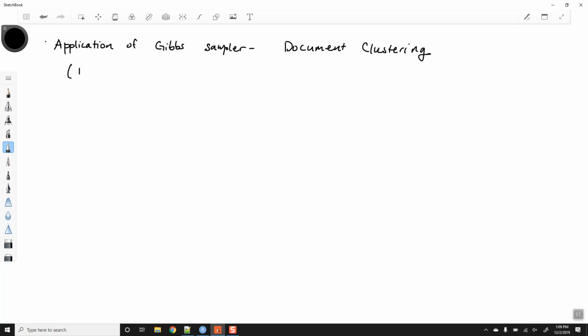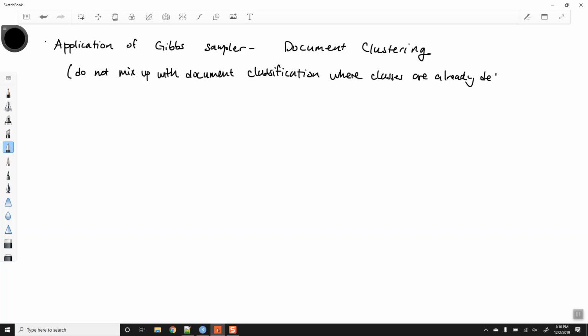I'm going to write, do not mix up document classification, where classes are already defined, with document clustering. Here we're going to say there are documents with no defined classes, and we want to cluster them.